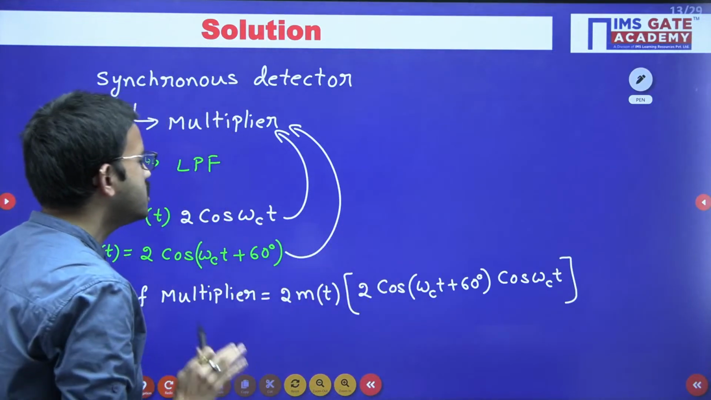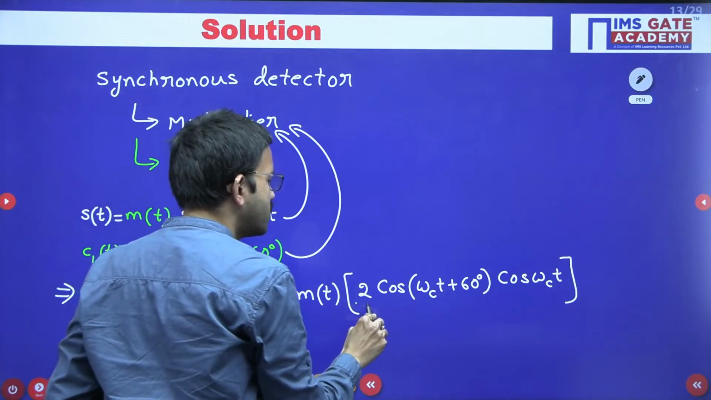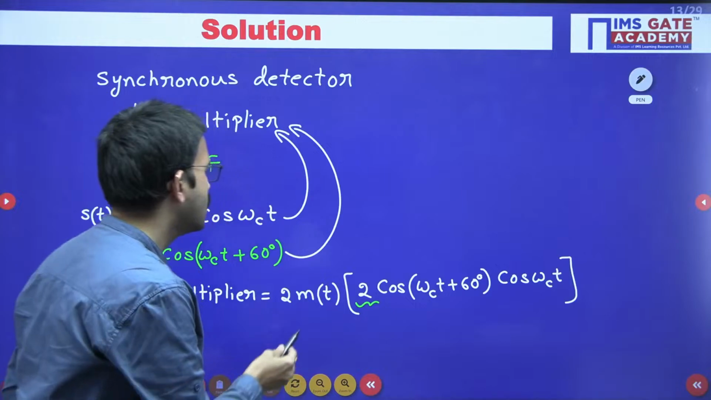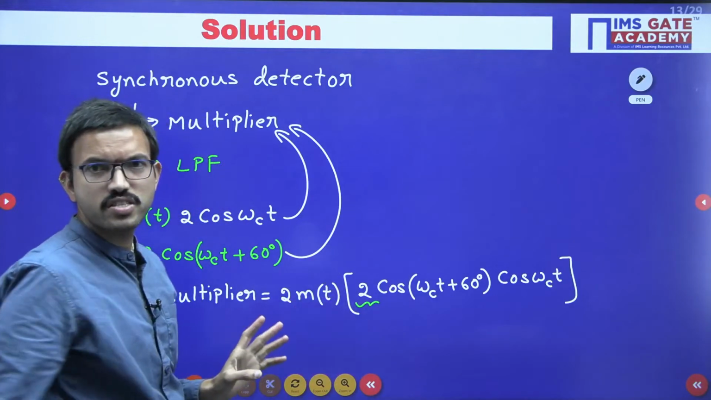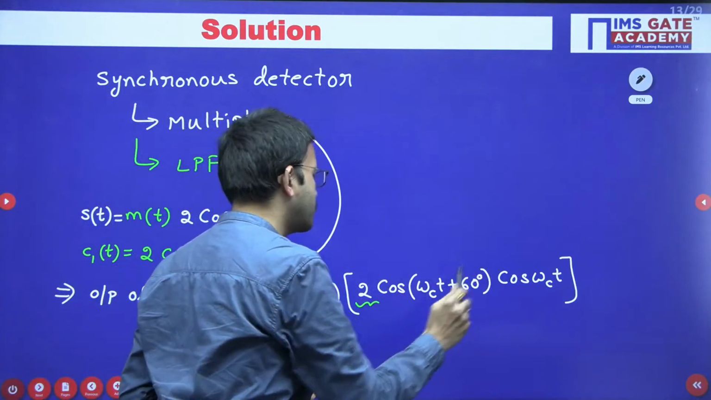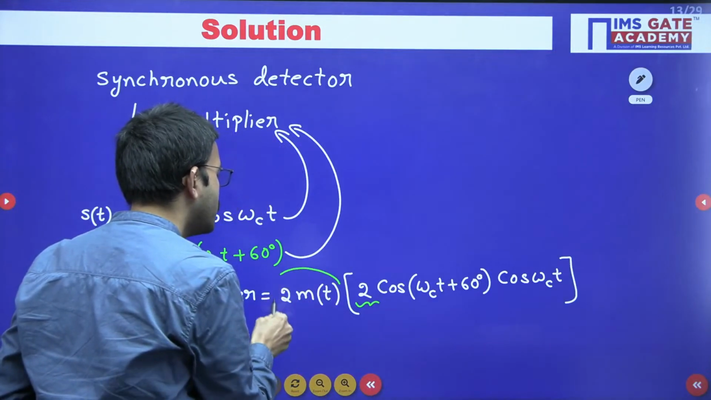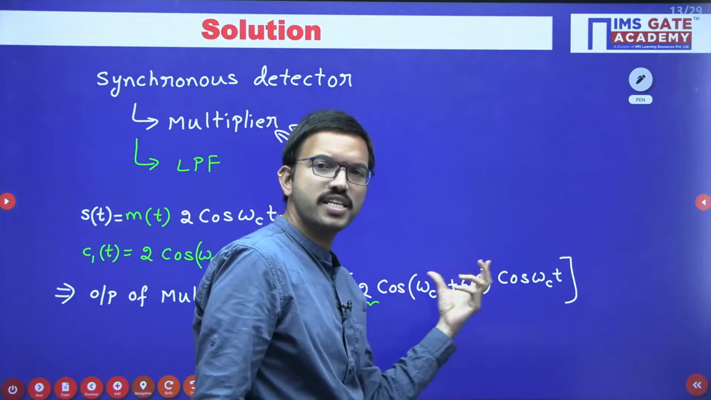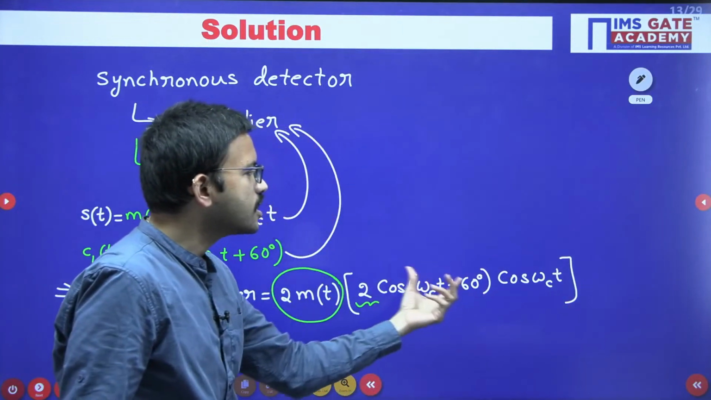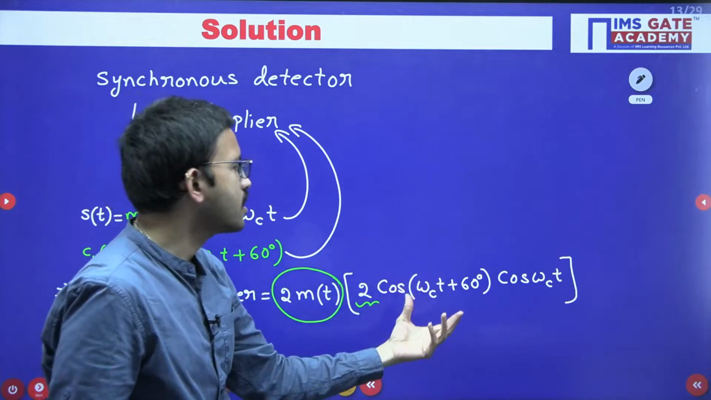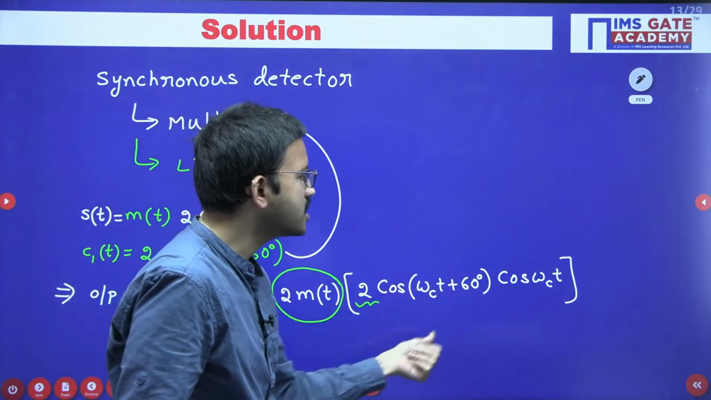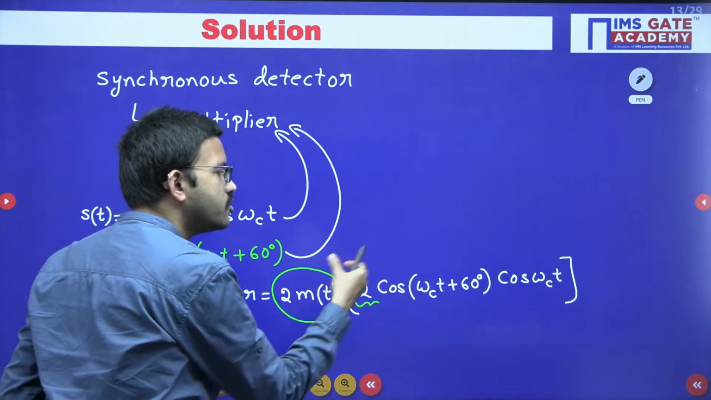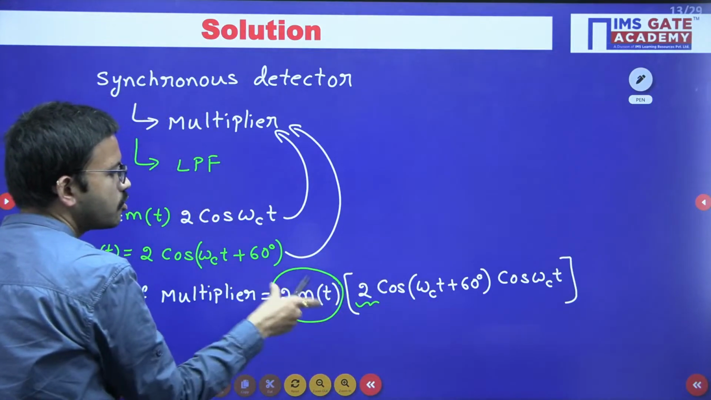Now observe, 2 is already there. We have 2 cos A cos B, so here you need not divide by 2. 2 cos A cos B gives cos sum plus cos difference. The cos sum gives the high frequency component. In the cos difference, omega ct gets cancelled and you get cos 60. So 2 times m of t into cos 60 is a low pass signal or low frequency signal.